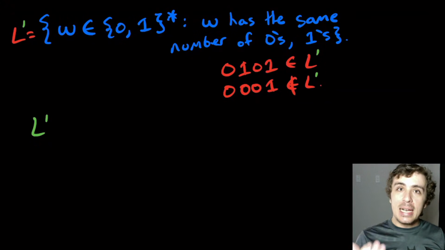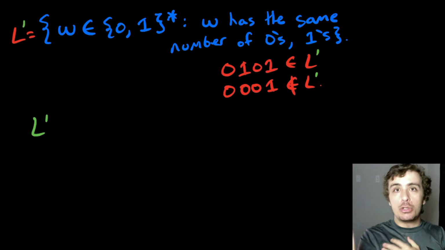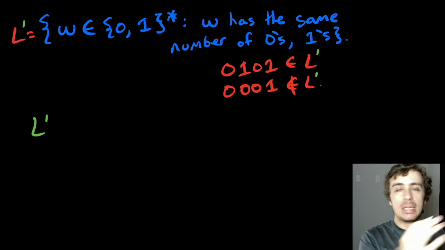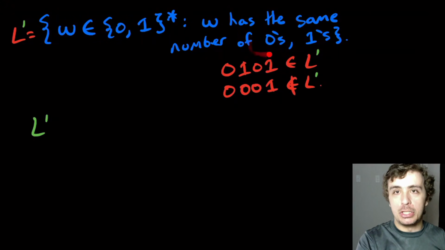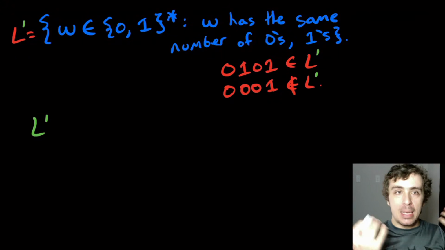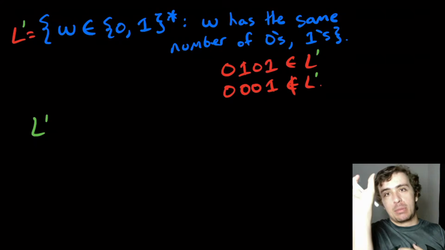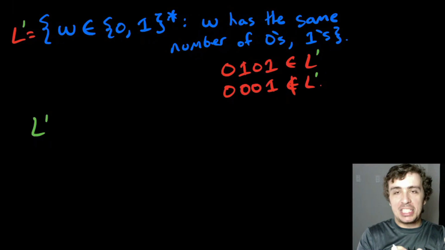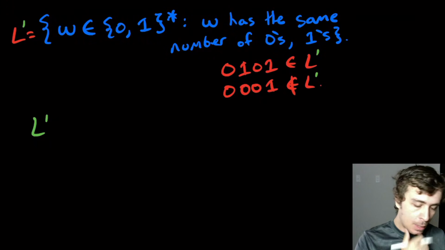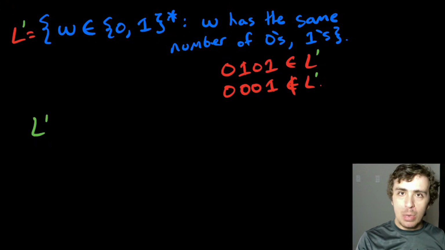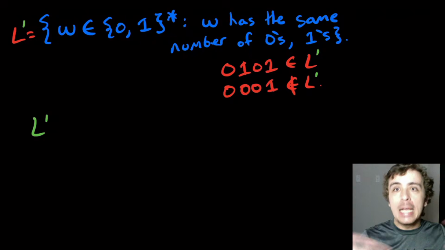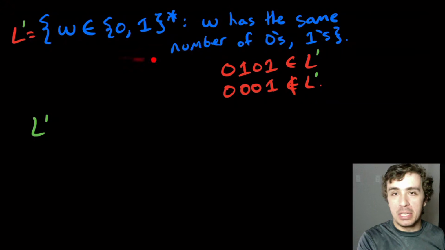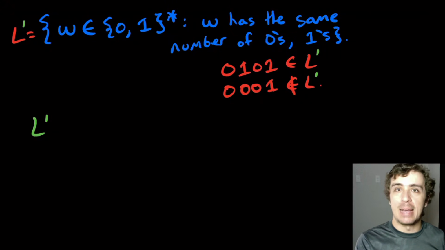Well, it's kind of like the 0 to the n, 1 to the n example. It's just slightly different in that we have any ordering of the zeros and ones. But in the 0 to the n, 1 to the n case, we had the zeros first and then the ones second after the zeros. So is there a way that I can enforce the ordering without changing whether this thing is regular or not? And it turns out we can.